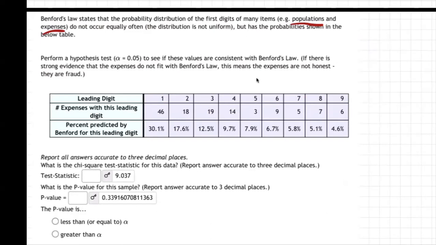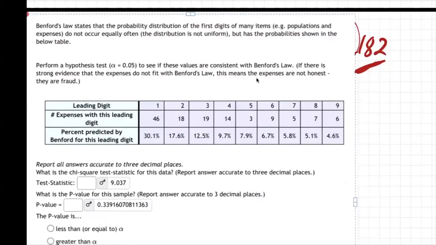Because if somebody was stealing money from the company, they could say, yeah, I spent $2,182 on office furniture, but really they just gave their friend a check, or wrote themselves a check for $2,182, right? So if they're making up expenses that are false, we'll know it, because if you take the leading digits and compare them to Benford's law, you'll find that they don't match up.